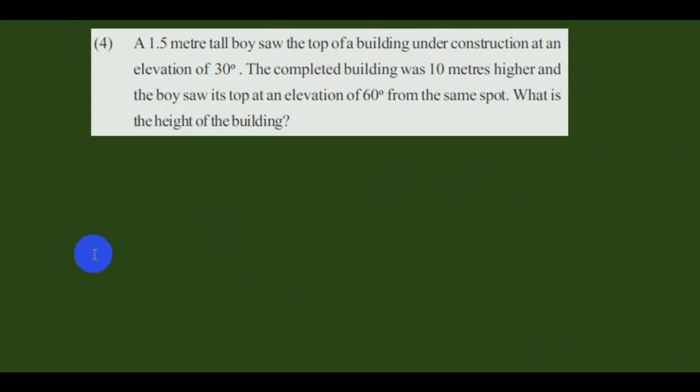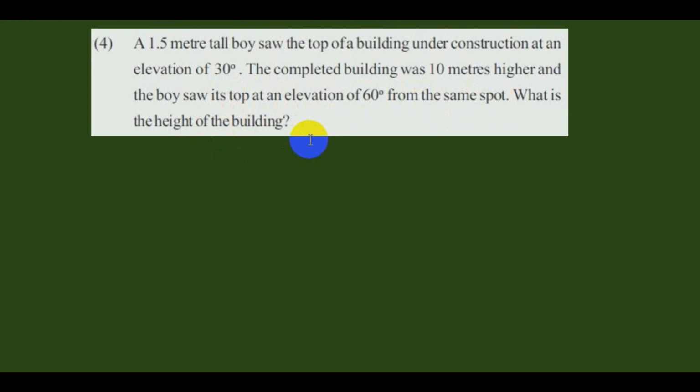Now read the next question. This one is from your textbook. A 1.5 meter tall boy saw the top of a building under construction at an elevation of 30 degrees. The completed building was 10 meters higher, and the boy saw its top at an elevation of 60 degrees from the same spot. What is the height of the building?